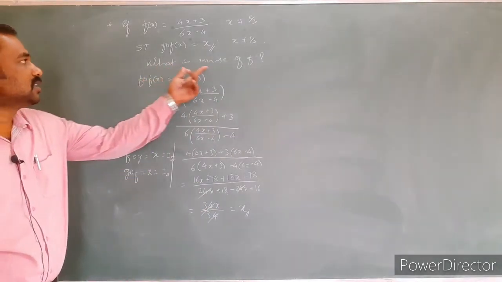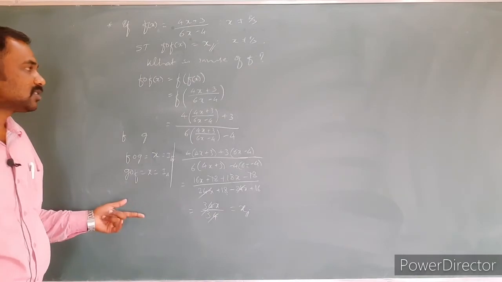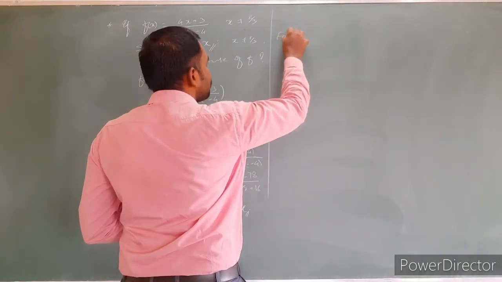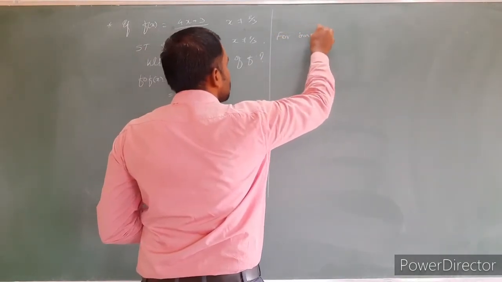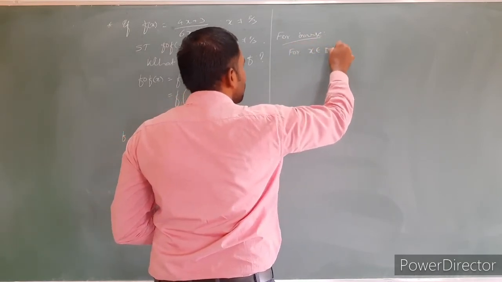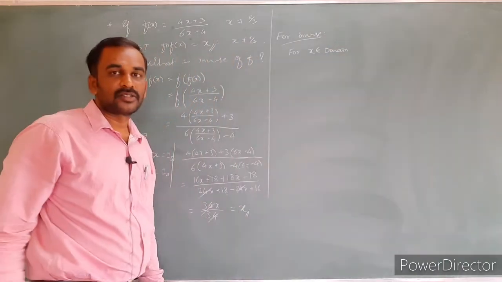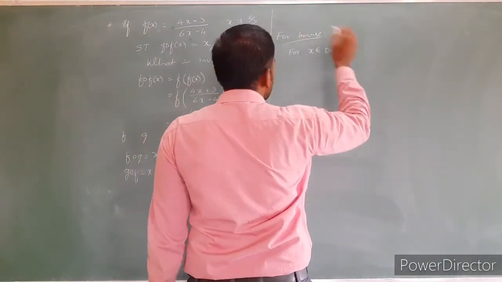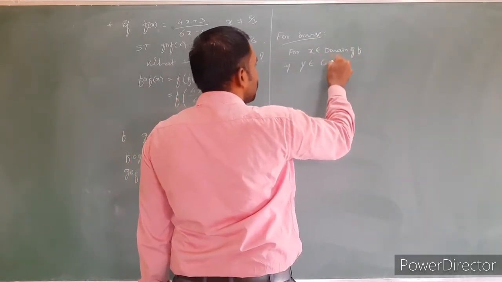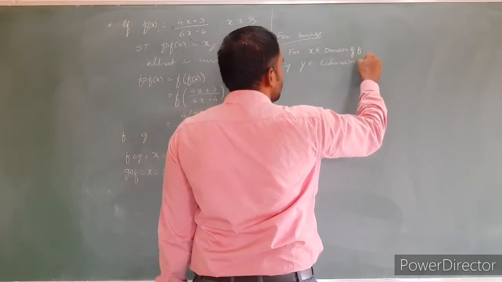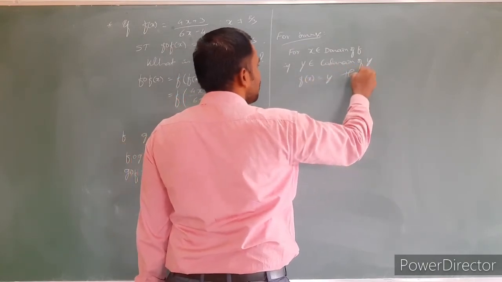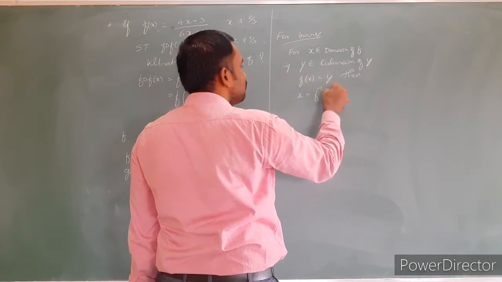And now we need to find the inverse of the function. What is the inverse of the function? So how do you find the inverse? Already you know the definition. For any element belonging to the domain set of the given function, domain of f, and y, if y belongs to the codomain set, such that f of x is equal to y, then x is equal to f inverse of y.